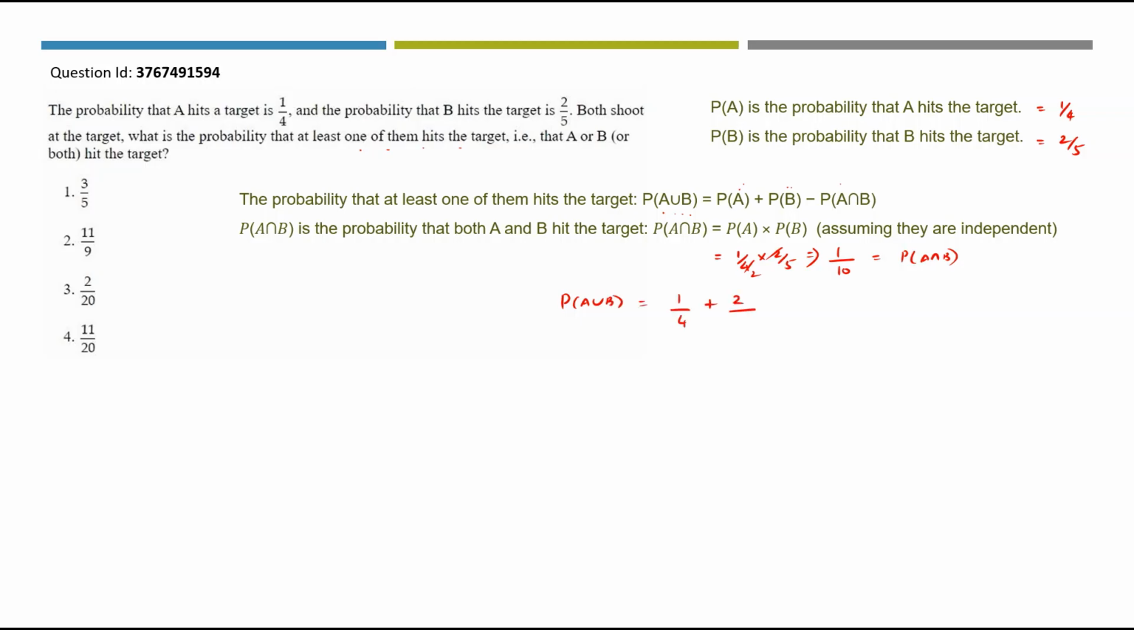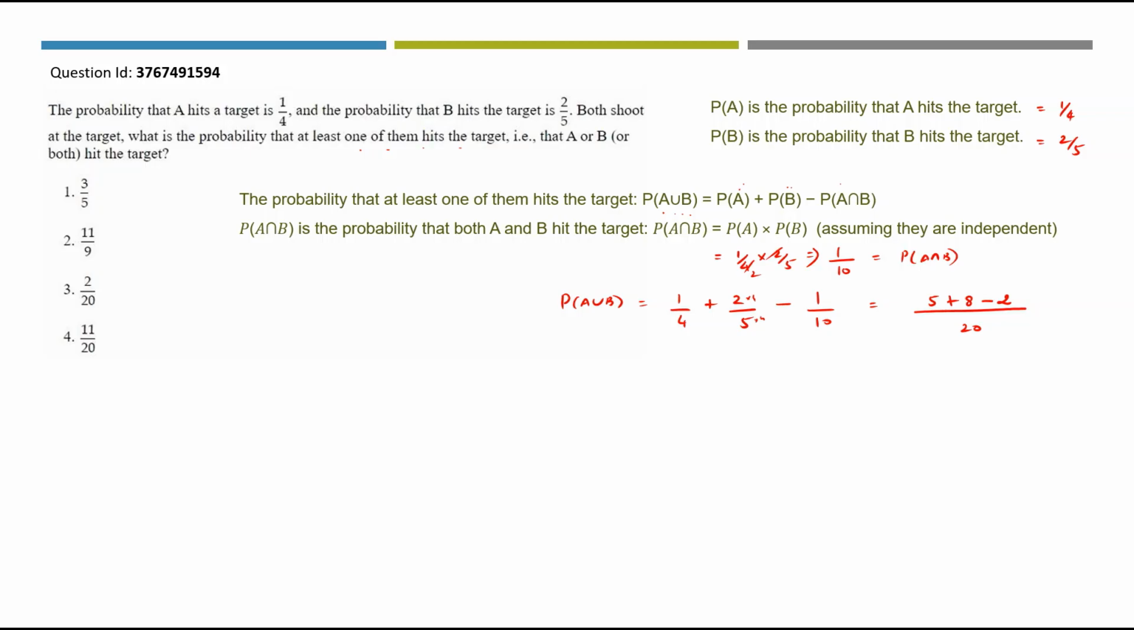Plus P of B is 2 by 5 minus P of A intersection B will be 1 by 10. When you take LCM, it will be 20. 4 into 5 will be 20. 5 into 4 is 20. So when you multiply by 4 in the numerator, 2 into 4 will give you 8. Then 10 into 2 is 20. So we will have minus 2 here.